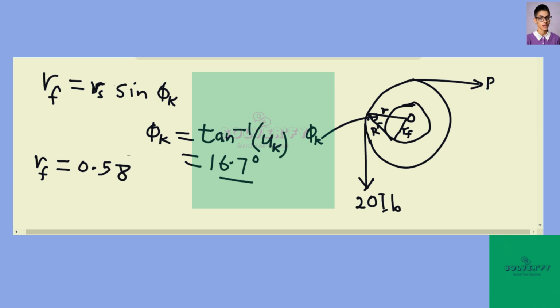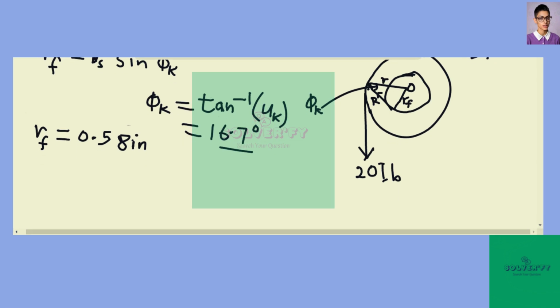We arrive at 0.58 inch as the friction circle radius. Now, having done that, we can consider equilibrium, but we don't know this arrow, this reactive force that is here. So we can look at something from Pythagoras.